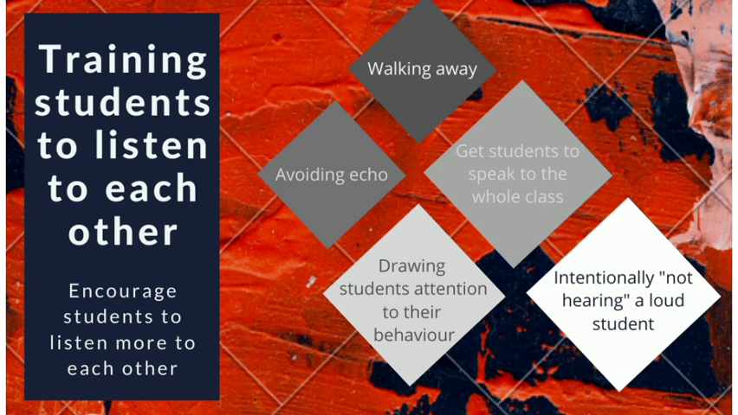Then the last is intentionally not hearing loud students. Sometimes in class there are students who answer questions quickly and speak loudly. This usually causes other students not to have the opportunity to speak. What can be done is, when the teacher asks a question to a nominated student and suddenly other students shout out, the teacher can respond by saying shh or something similar without looking away from the student who was asked to speak.